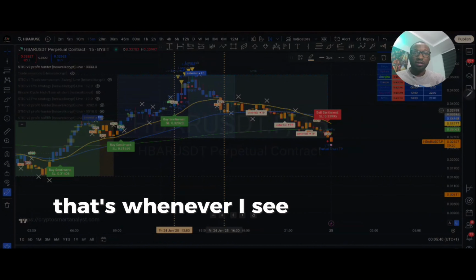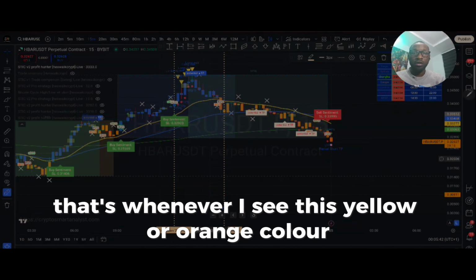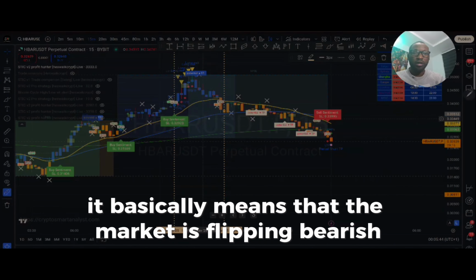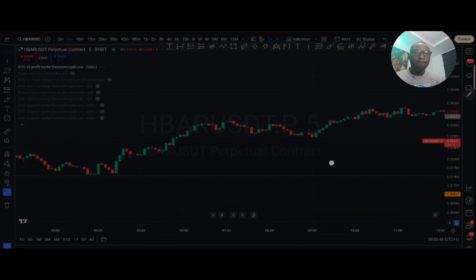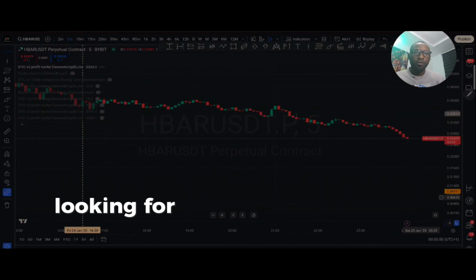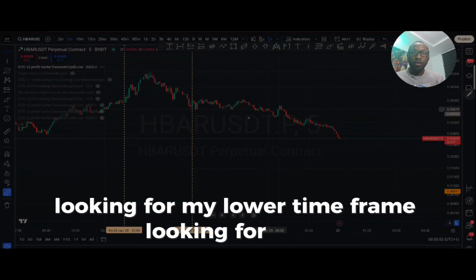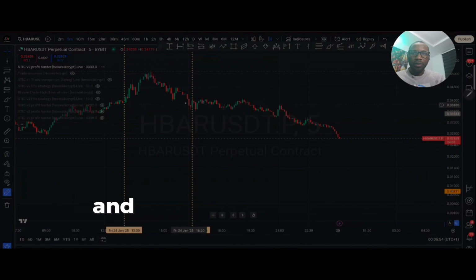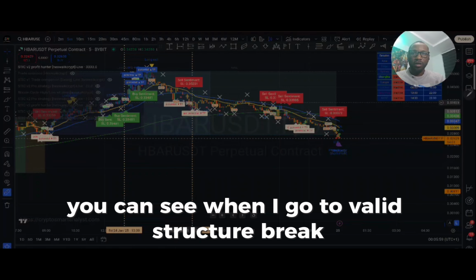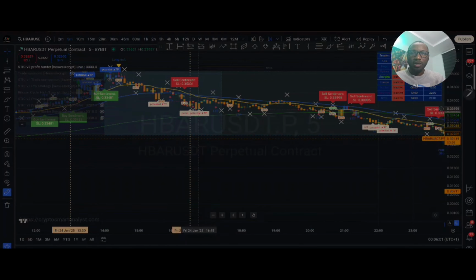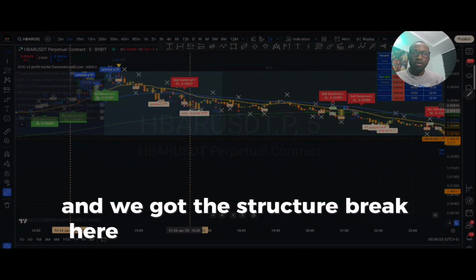Whenever I see this yellow or orange color, it basically means that the market is flipping bearish. So when I got the market flipping bearish, I went to my 5 minute time frame, looking for my lower time frame entry. When I got the value structure break, that's an indication that we got the structure break here on the 5 minute time frame.